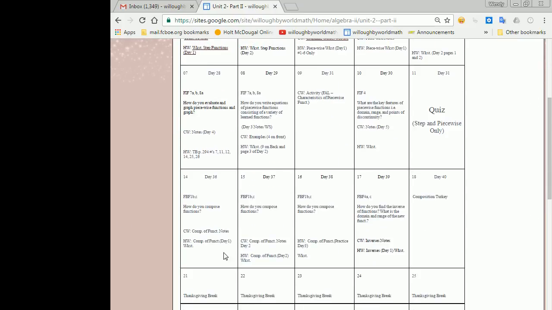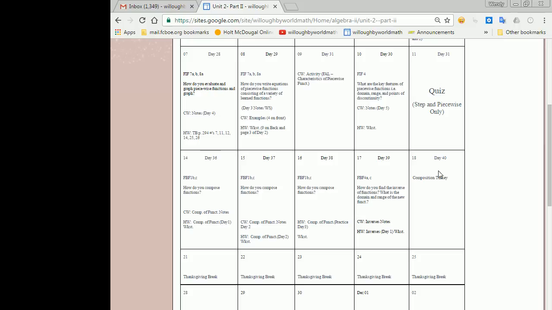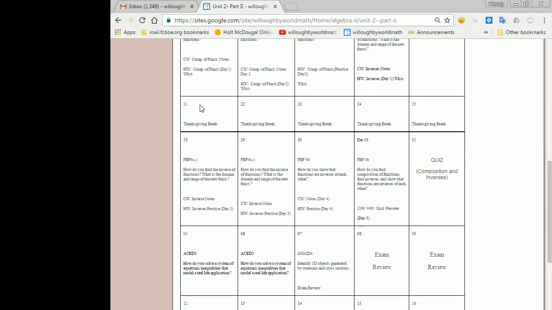The next week we do composition with functions. And then our assessment is a turkey activity on that Friday. It's not a quiz, but it is an assessment grade activity. Then we have Thanksgiving break. We come back, we do inverses of functions, which I really like.